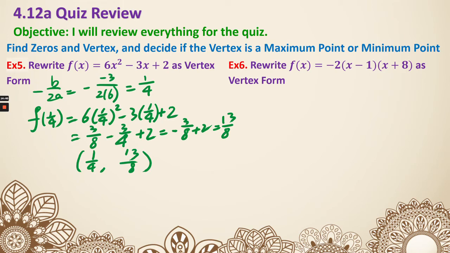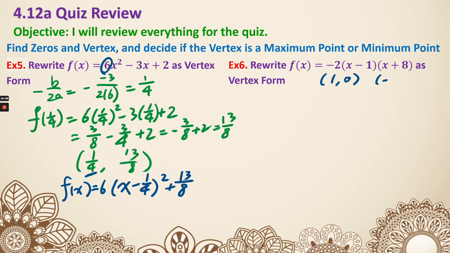My A is 6, so my vertex form is f of x equals 6 times x, opposite, so minus 1/4 squared, and plus 13 over 8. Example 6. Now we're going to write that as vertex form. First, we're going to find the intercept, so 1, 0, and -8, 0.